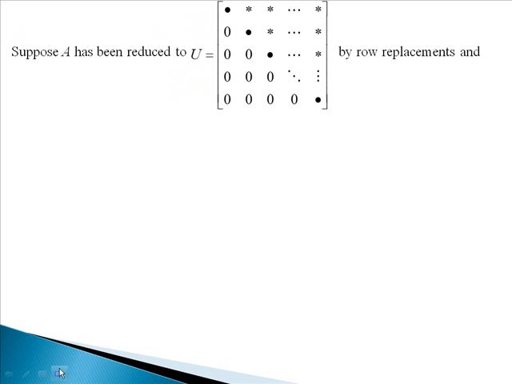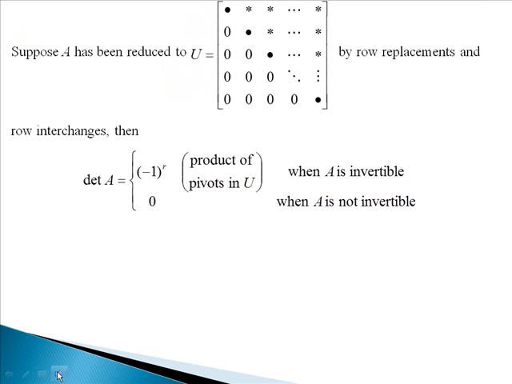Suppose that A has been reduced to U, which is an upper triangular matrix with zeros below the diagonal, by row replacements and row interchanges. Then we have that the determinant of A is equal to (-1)^R, where R is the number of row interchanges that we do, multiplied by the product of the pivots in U, or the product of our diagonal entries. And that is when A is invertible. It's equal to 0 when A is not invertible.